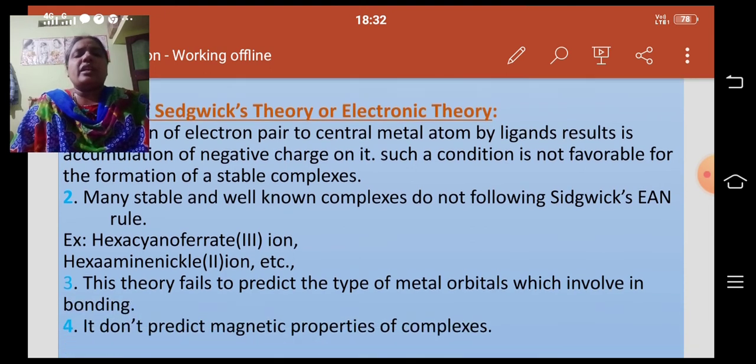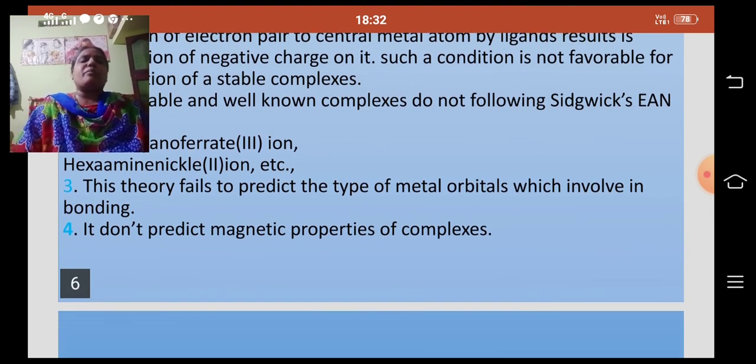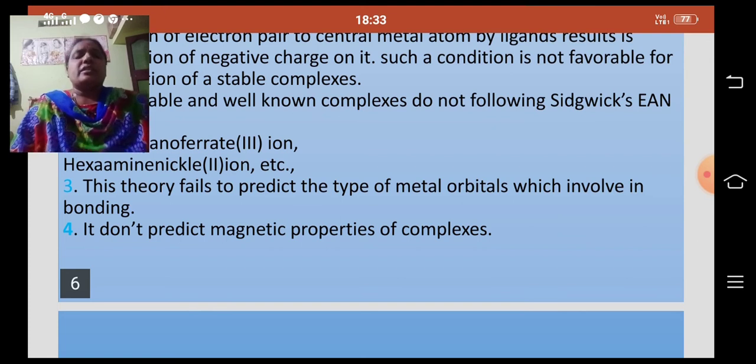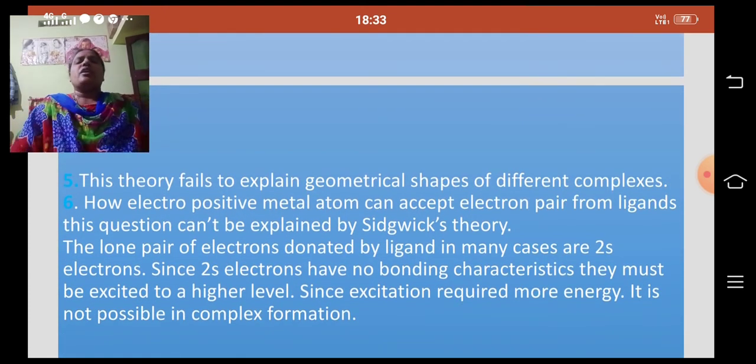Next, this theory fails to predict the type of magnetic property or the type of orbitals involved in the bonding. So it does not predict the magnetic properties of complexes. Whether complexes exhibit magnetic property or not is not explained by Sidgwick's theory. Next, this theory fails to explain the geometrical shapes of different complexes, for coordination numbers 2, 3, 4 and 6. What is the geometry for those complexes is not explained by Sidgwick's theory.